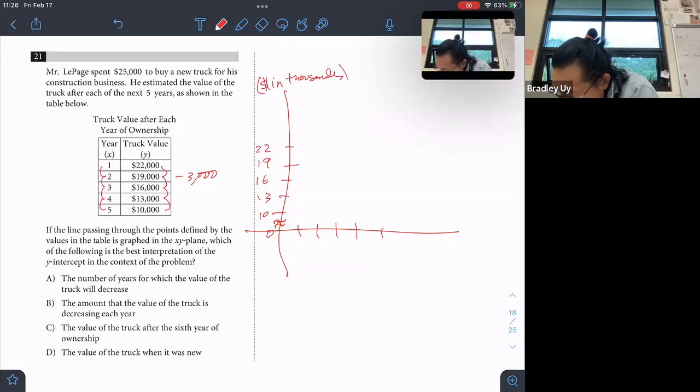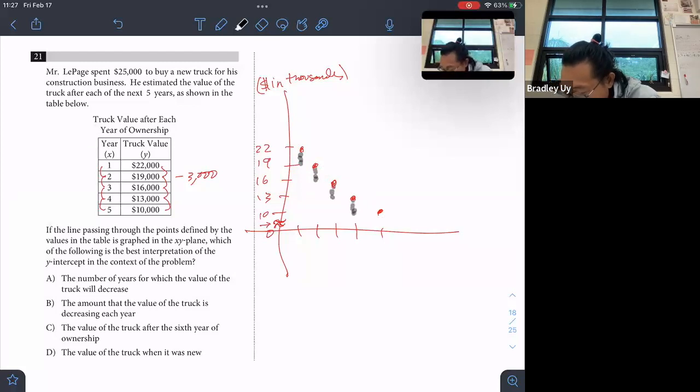At 1, we're at 22,000. At 2, we're at 19,000. 3, we're at 16,000. 4, we're at 13,000, and 5, we're at 10,000. Mind you, like I said, this is a break. We can't jump to 0 to 10 to scale. Okay. Notice this actually is a linear relationship. It's just my sketch is off because we know each and every year it goes down by 3,000.